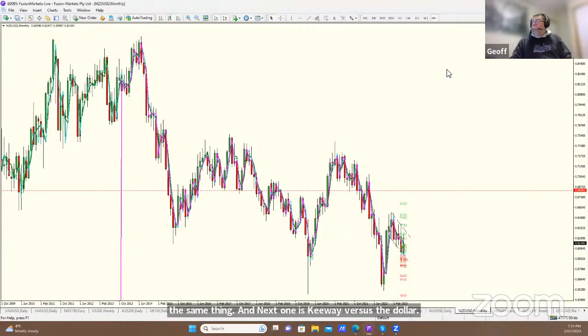Next one is Kiwi versus the dollar. Now, Kiwi versus the dollar is pretty much what I've been talking about for most of the show. And that is, what is the key momentum here? What is the big boss? What's the dominant force in this market right now? Interesting, because this one has been dominating price for the longest time.